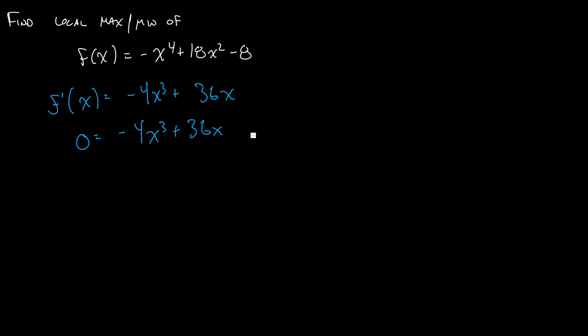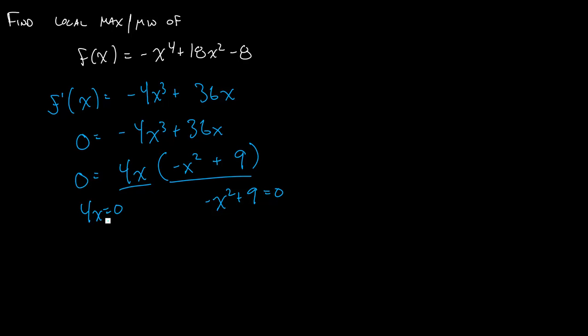So let's see, what's the biggest common term we can pull out of each of these two things? Well, if I'm really greedy, I can pull out a 4x out of each of these terms. Here, this first term, I'll be left with negative x squared. 4x times negative x squared gives me this. Over here, I'll just be left with 9. And guys, here's the reason that you factor. At this point, I know that either my 4x needs to be equal to 0, or that negative x squared plus 9 needs to be equal to 0. When I have two things that are multiplied that are equal to 0, I know one of those two things needs to be equal to 0.